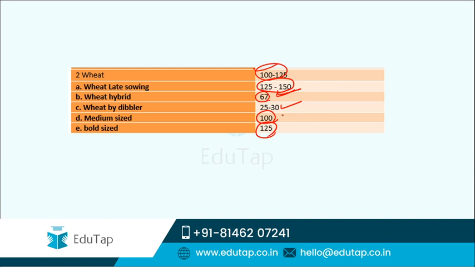But generally, 120 kg per hectare for wheat late sowing. Balaram, is that what you are saying? See, it depends from area to area. In a few books it has been given as even 150. In a few books it's 120. So the range mentioned is 125 to 150.